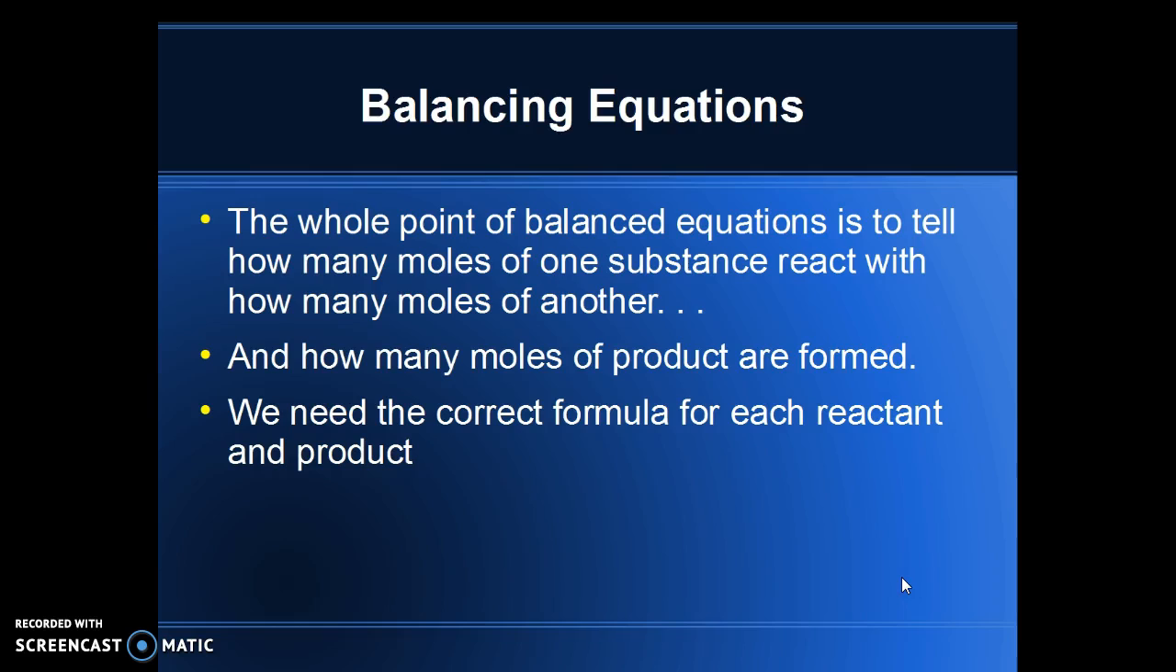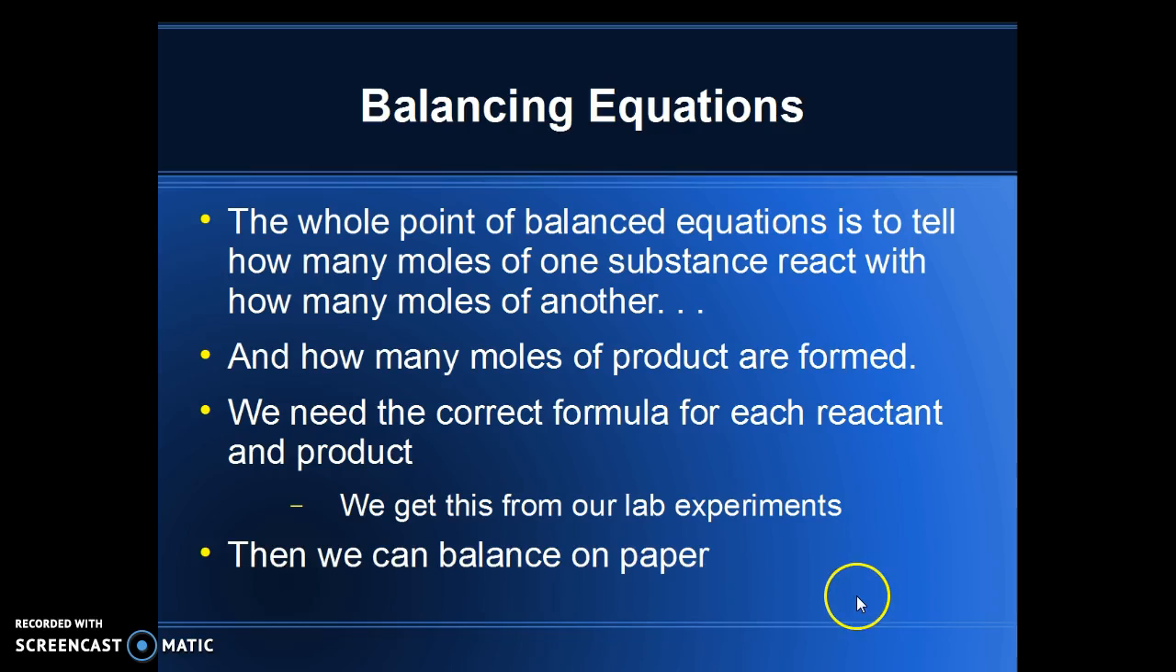We need the correct formula for each reactant and product, of course. That's the beginning, the so-called skeleton equation. And of course, we get this from our lab experiments that tells us what's reacting and what's being produced. Then, once we have the correct formulas, we can balance on paper and check our work in the lab to see if we have our coefficients correct.